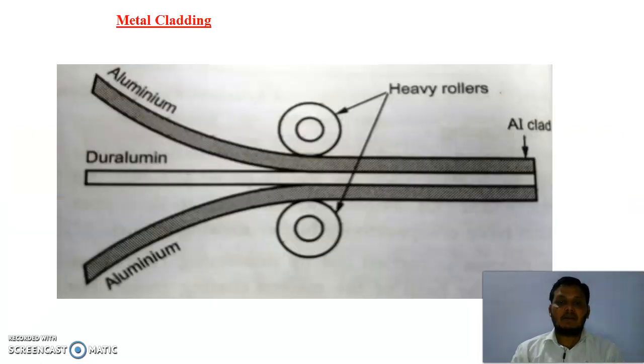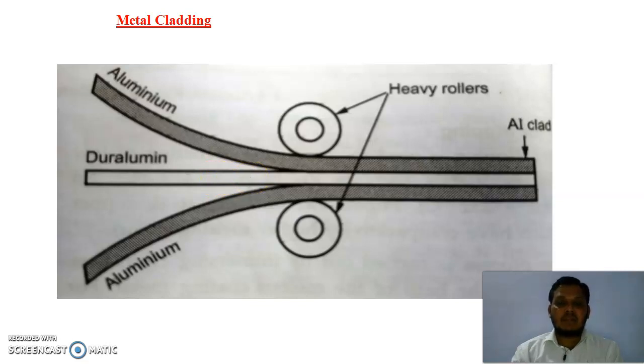See, this is the simple diagrammatic representation of metallic cladding process. Here is aluminum metal, here is again aluminum metal, means two similar metal, right? And above, two heavy rollers are kept and in between there is a base metal, right? The process is very simple.